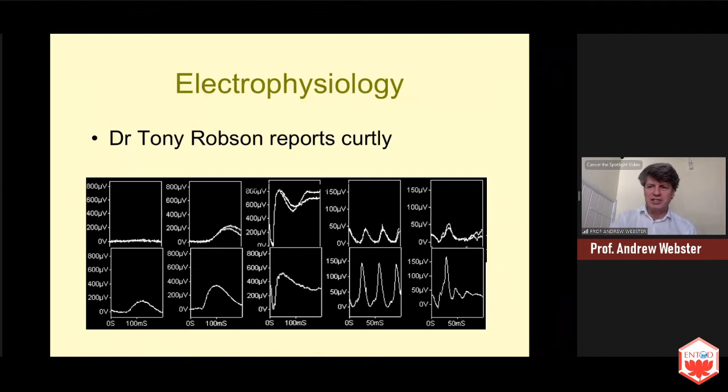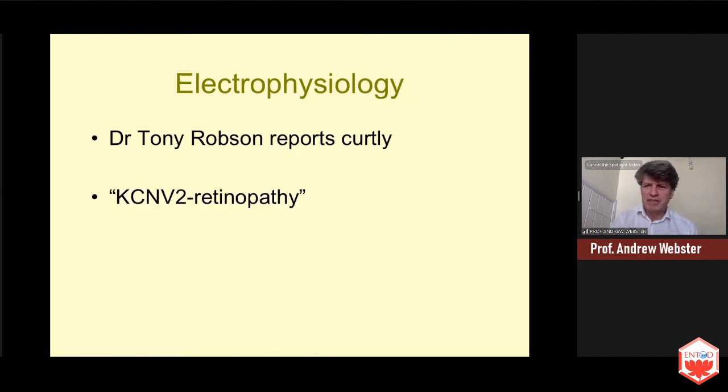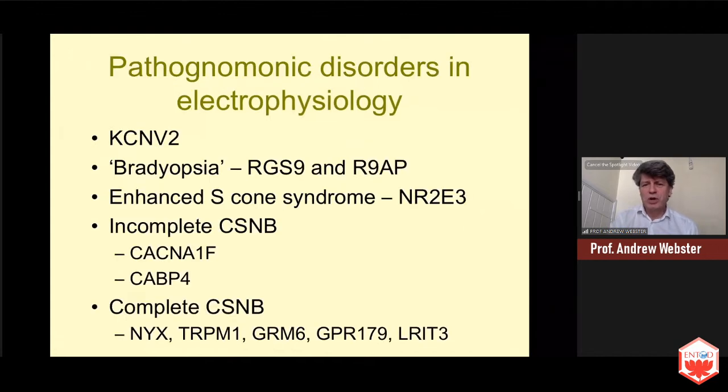We don't need a gene test for this. And this is KCNB2 retinopathy. This is a specific cone dystrophy with supernormal ERG. And electrophysiologists quite enjoy predicting genes from these cases. There are a number of conditions that can give a probability of a specific gene, given the electrophysiology, of near 1.